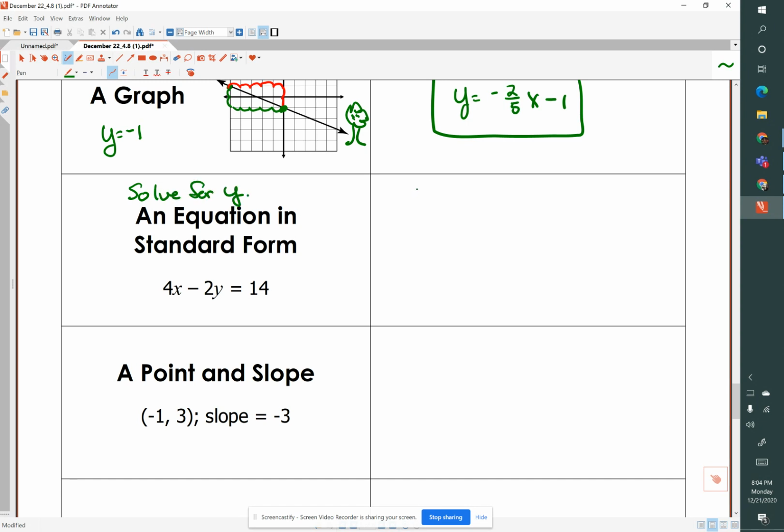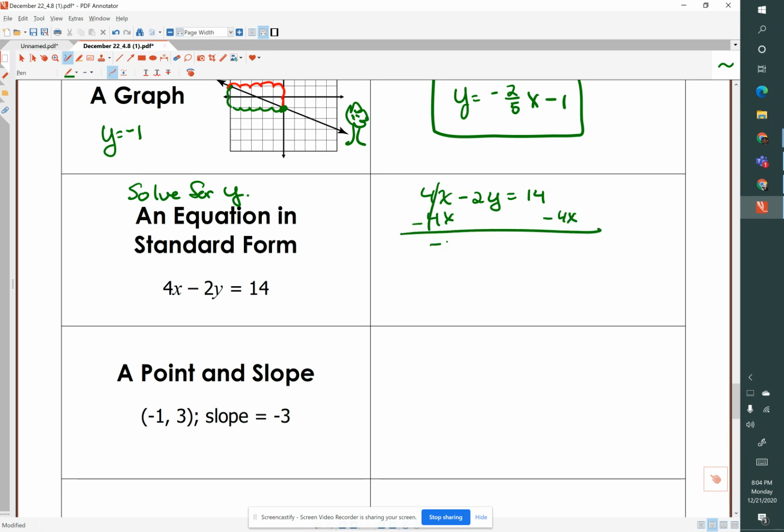So we've got 4x minus 2y equals 14. So first we subtract 4x from both sides, because we're going to move it over to the other side. So subtract 4x from here, subtract 4x from there.